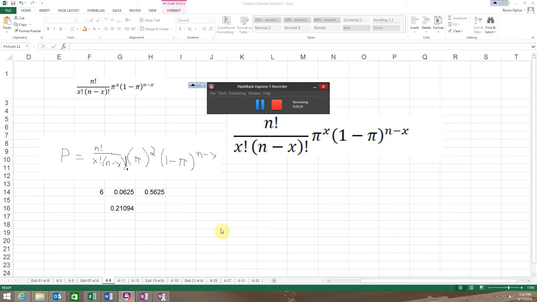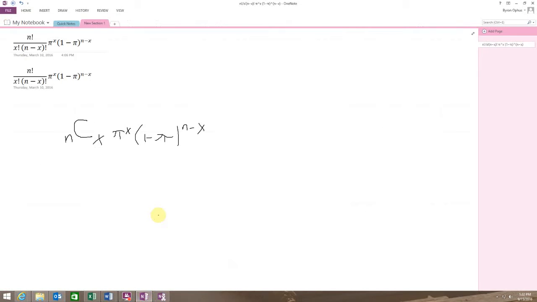So 6-9 asks: in a binomial situation, n equals 4 and pi, and this is a different pi than what we're used to, equals 0.25. Determine the probabilities of the following events using the binomial formula. Okay, and I've written out the binomial formula. It's actually right there on page number 180.